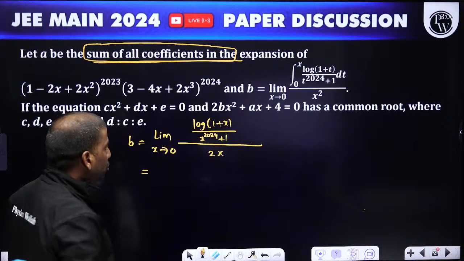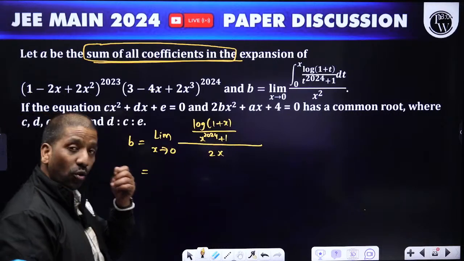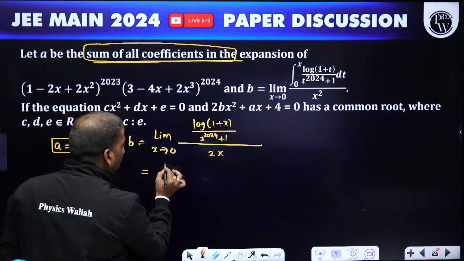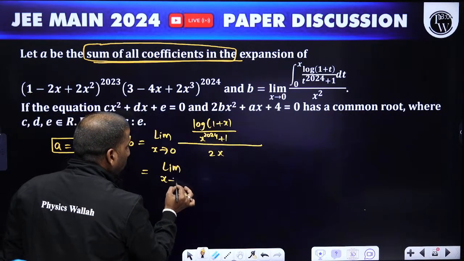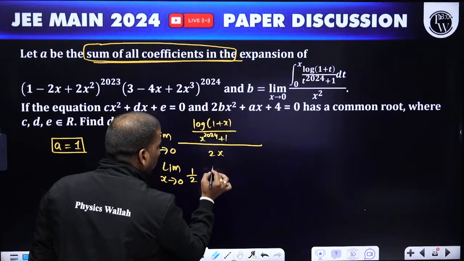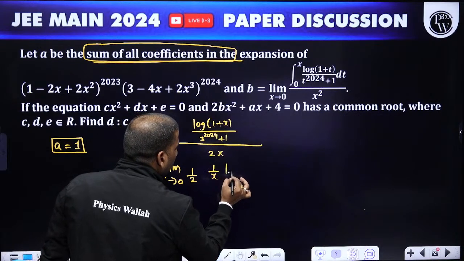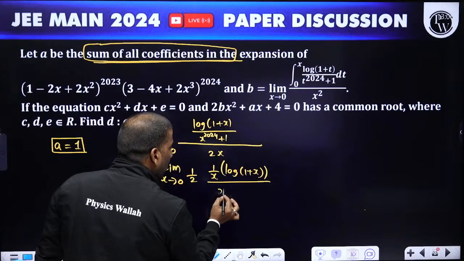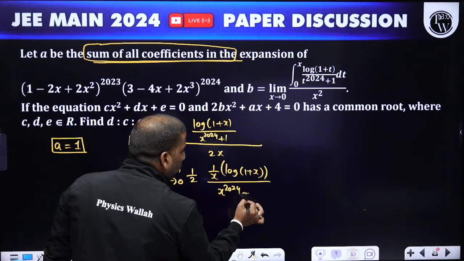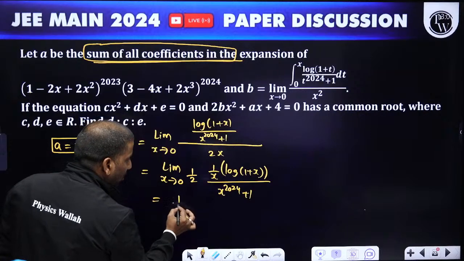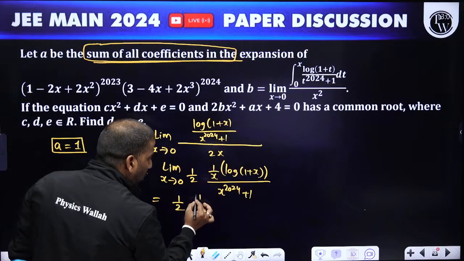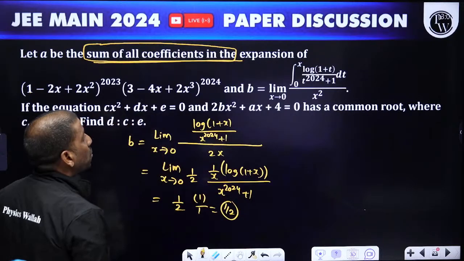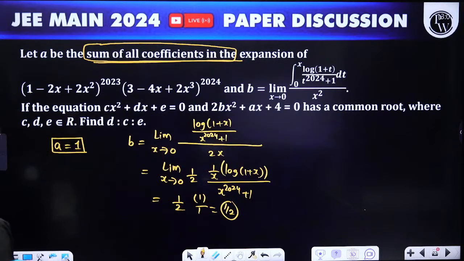So still it is 0 by 0, but don't go for L'Hopital again because we have a formula. What is the formula? Limit x tends to 0 of 1 by 2 times 1 by x log 1 plus x. As x tends to 0, this is equal to 1. Then x power 2024 plus 1, we directly substitute. This is a direct formula: 0 plus 1, 1. So this is equal to 1 by 2. B is equal to 1 by 2.